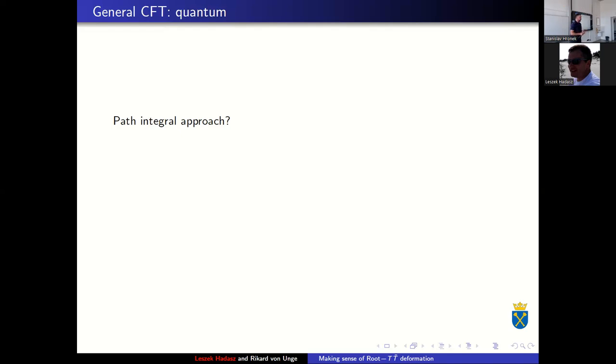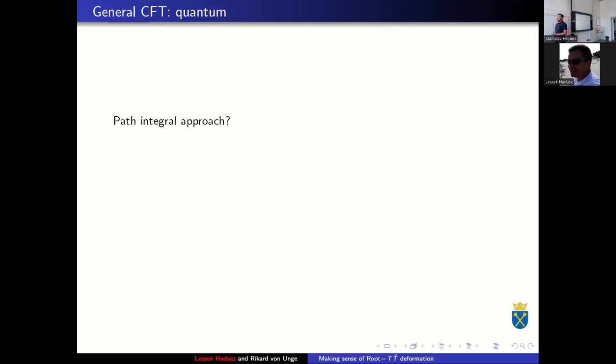You have seen the path integral approach to the TTbar deformation. Mainly Rikard tried this, but it turned out to be more difficult. We really do not know how to go along this line.